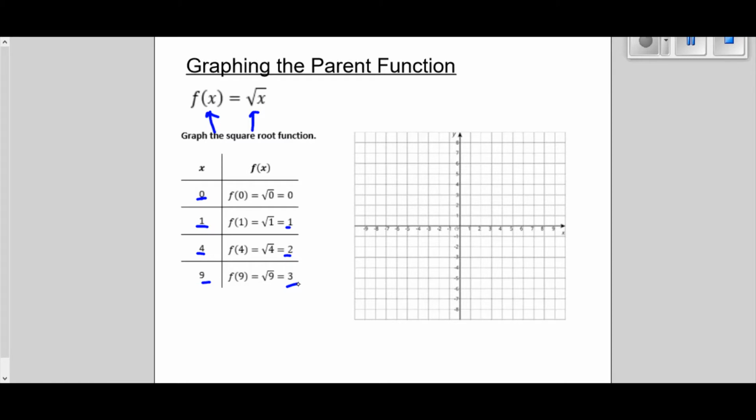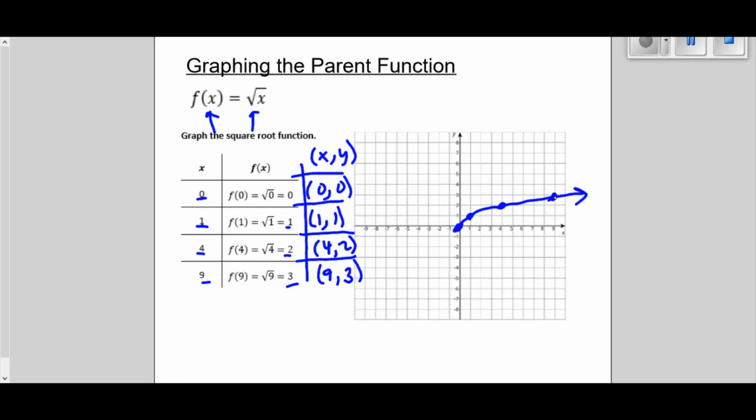So these are going to be ordered pairs. The first one would be the ordered pair 0, 0. The second one would be the ordered pair 1, 1. Then the ordered pair 4, 2. And then the ordered pair 9, 3. So these are your ordered pairs. So go ahead and take a minute and plot those. So you plot them, and then when you unpause, I'll have plotted them as well.